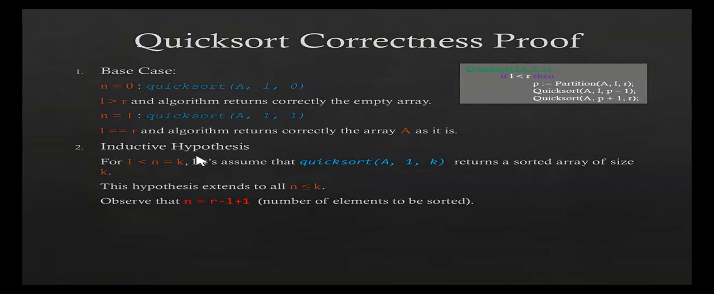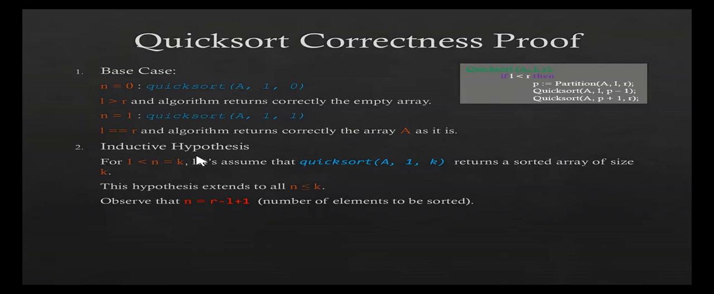Inductive step means we'll consider or assume for specific values. That means it must be greater than 1, right? So whatever value we're considering must be greater than 1. For example, we are considering n equal to k values. So let's assume that the quicksort for the array starts with 1 and the rightmost index is k. That means k may have some values: 2, 3, 4, whatever.